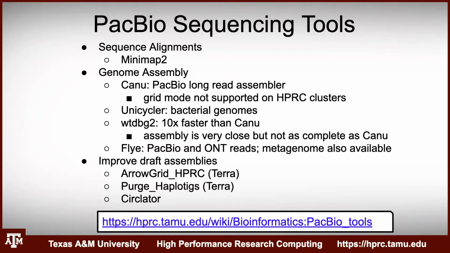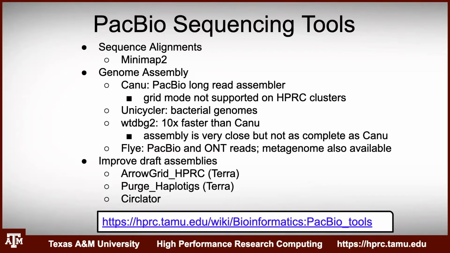If you want to improve draft assemblies, this is typically done with the PacBio data, or you can use your Illumina data to correct or improve draft assemblies. You can use something like Arrow on the HPRC. Canu also has this tendency to produce redundant contigs or haplotigs, so it's important to remember to run a tool that can remove redundant sequences within the genome.